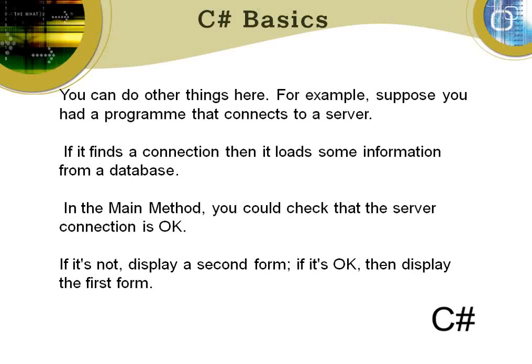You can do other things here. For example, suppose you had a program that connects to a server. If it finds a connection, then it loads some information from a database. In the main method, you could check that the server connection is okay. If it is not, display a second form. If it is okay, then display the first form.